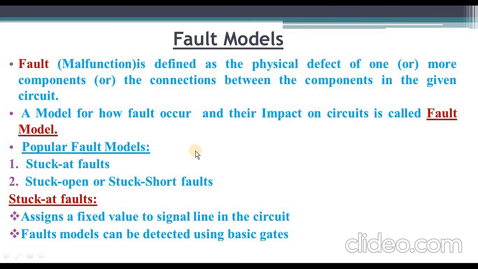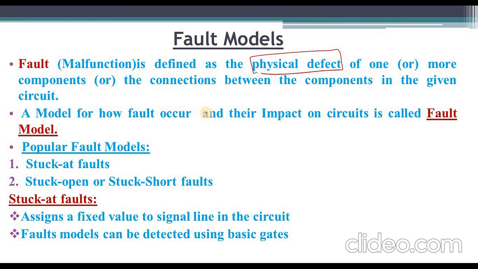Fine. So the next concept is the fault model. Before discussing the definition of a fault model, let me tell you what is meant by fault initially. Fault is nothing but simply a malfunction. It is defined as the physical defect of one or more components or the connections between the components in the given circuit. So fault means it is just a physical defect in a given circuit. Okay. So this is all about fault. Now come to fault model. A model for how faults occur and their impact on a circuit is called a fault model.